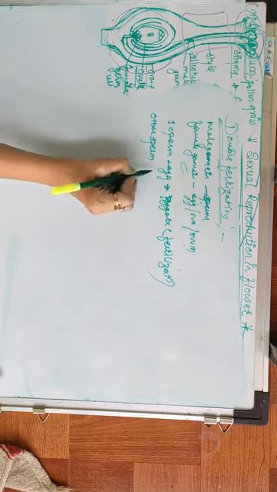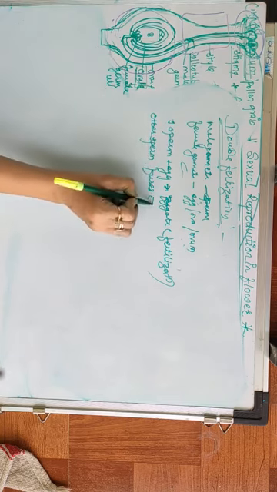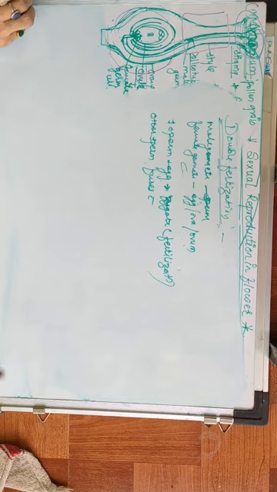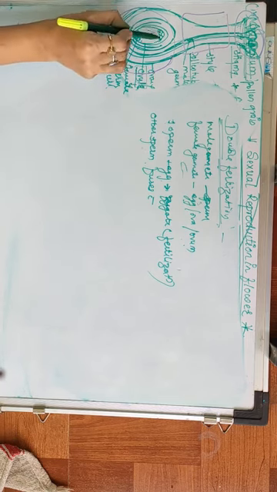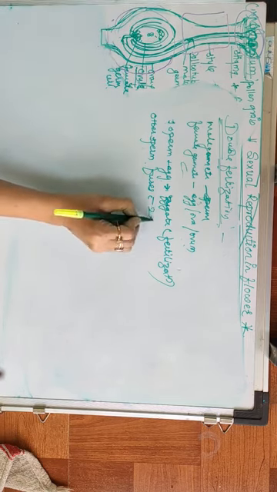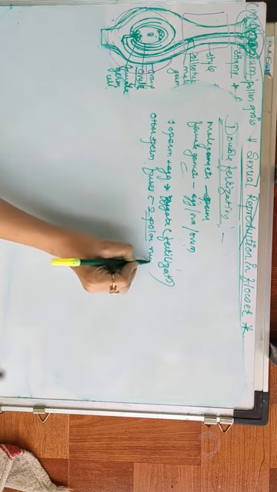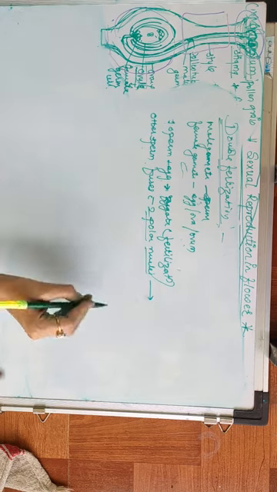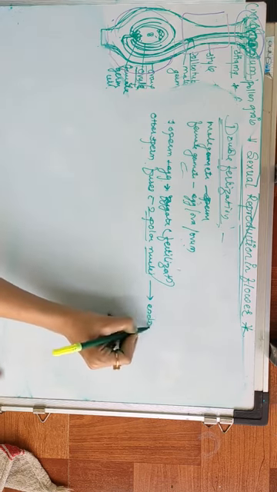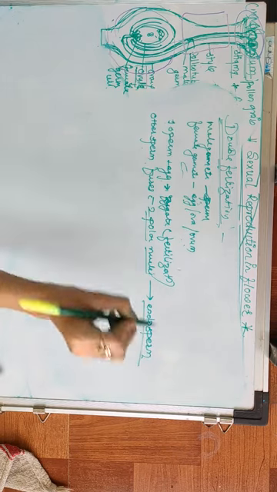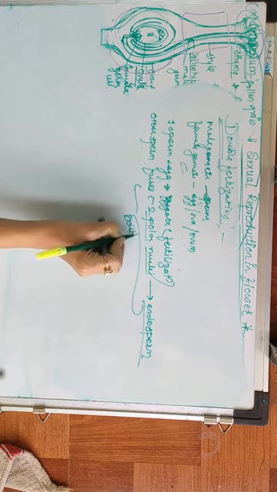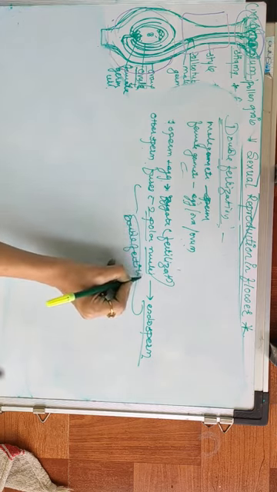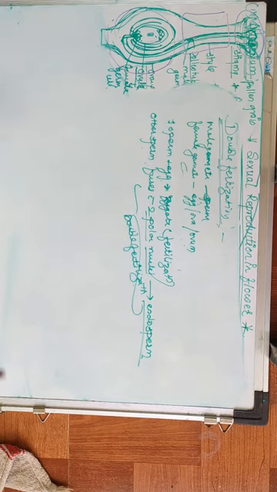Okay, now this other sperm fuses with two polar nuclei. Here two polar nuclei are present. This other sperm is fused with two polar nuclei and they form endosperm. Okay, that's why this is known as double fertilization. Understood why double fertilization occurs in flowers?